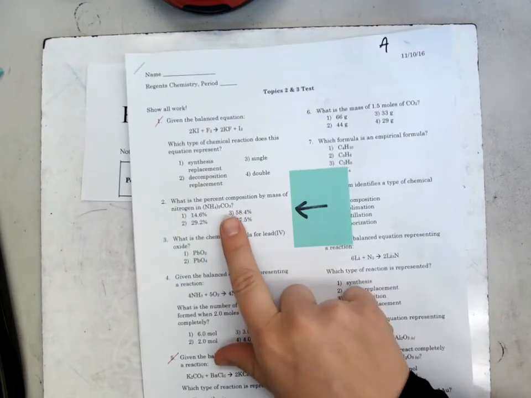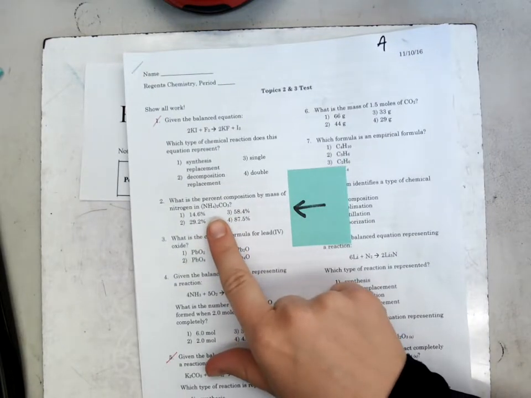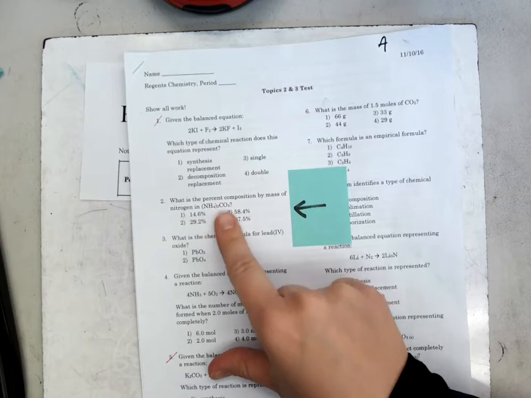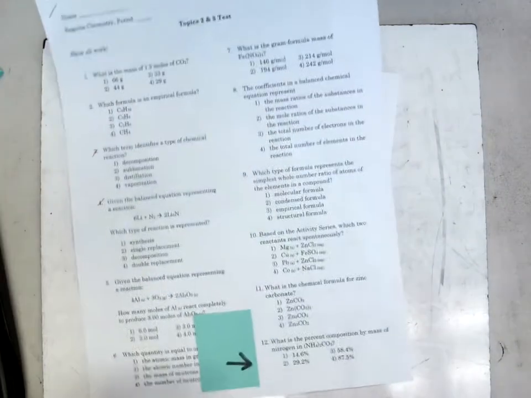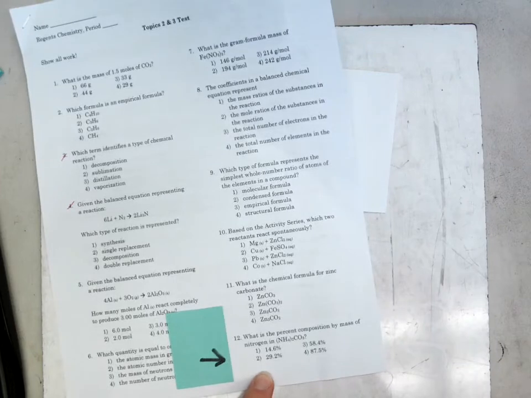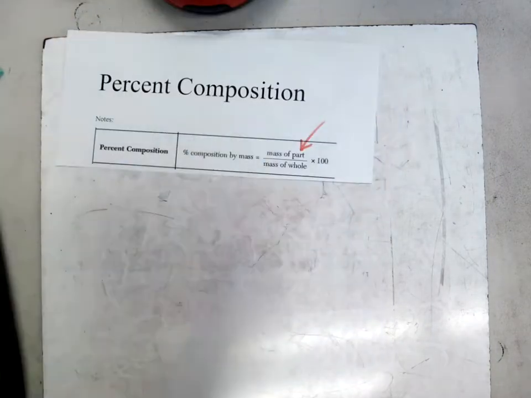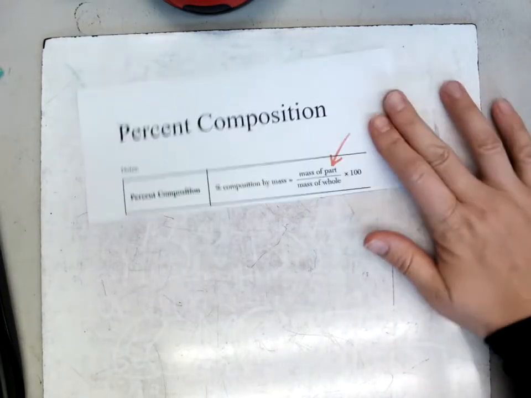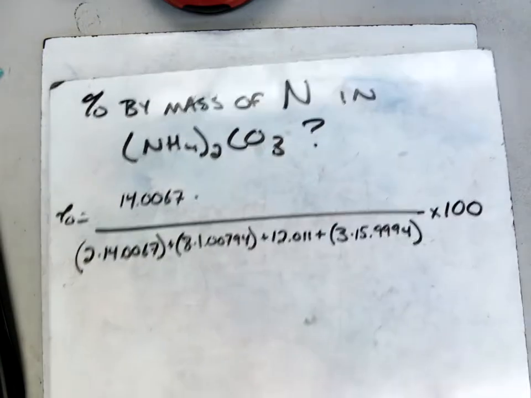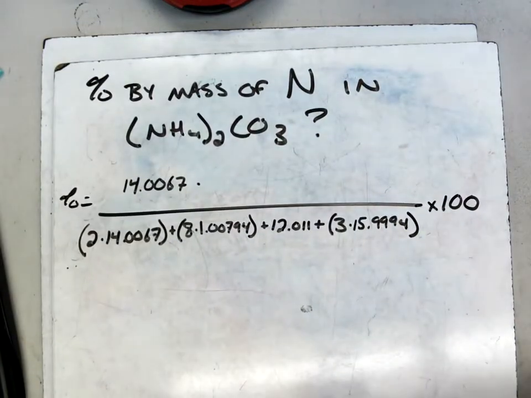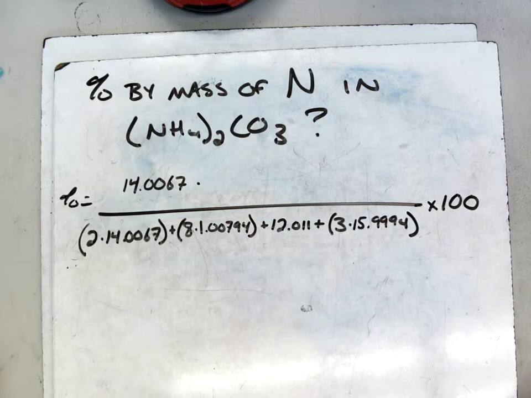Question 2 on version A of the test is the percent composition by mass of nitrogen in that compound. It is also question 12 on version B of the test. So we're looking at either 2 or 12. Okay? If you made a mistake, this is probably what you showed. So write this, but we're going to fix it.